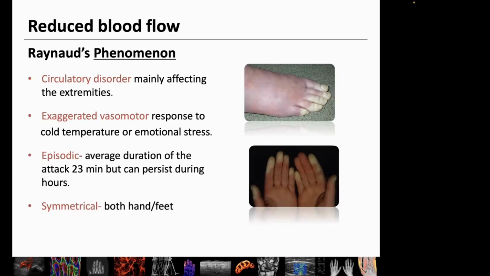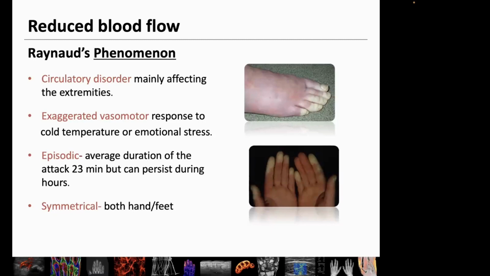It tends to last around 23 minutes on average, as has been reported, but it can last hours for some patients. And it tends to affect both hands at the same time. If it only happens in one hand, then there could be other pathology and it's not related to Raynaud's as such, what we would call primary Raynaud's.